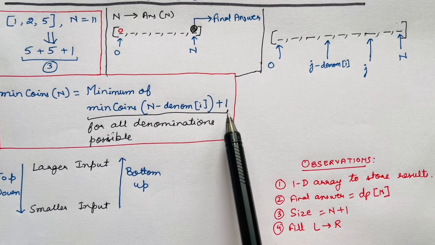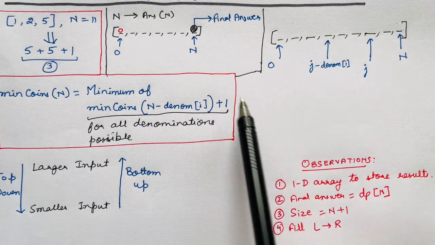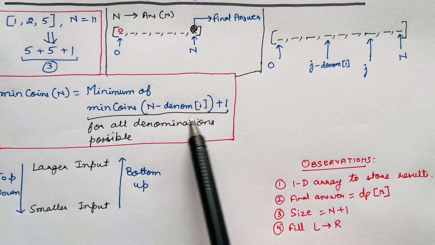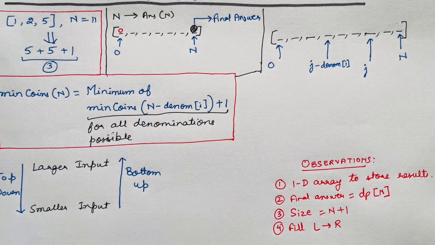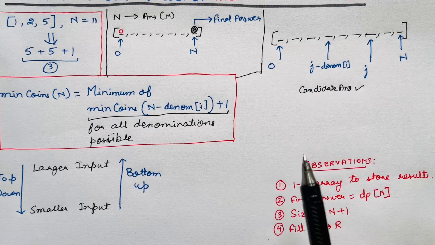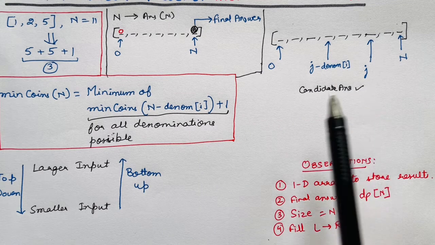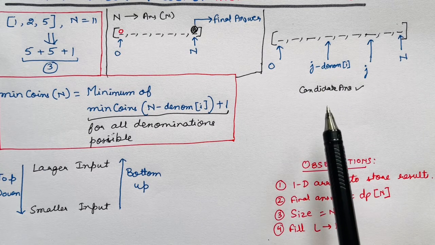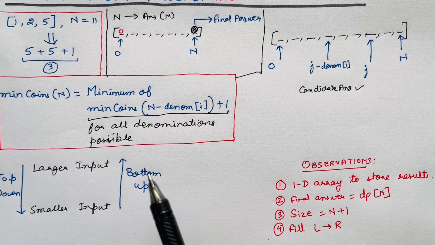Then what will be our candidate answer? Our candidate answer will be this smaller answer plus 1. Why are we calling this candidate answer? Because this corresponds to one of the denominations. Our final answer will be the minimum of all the candidate answers. So we will have a candidate answer corresponding to this denomination. But there are multiple denominations. So for all of such denominations, in the same manner, we will calculate the candidate answer. But our final answer is the minimum of all candidate answers.